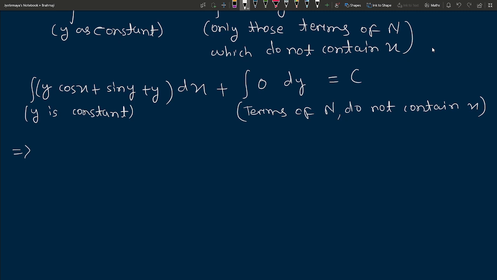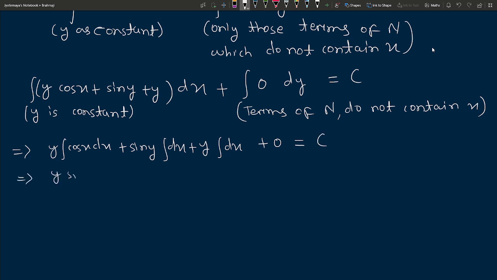Now here y is constant, so y into integration of cos x dx plus, since y is constant, sin y is constant, integration dx plus 0, integration of 0 is 0, equal to constant c. This implies y into cos x, integration of cos x is sin x, plus sin y into integration dx is x, that is x sin y plus y sin x, so x y equal to c. Now this is your general solution.